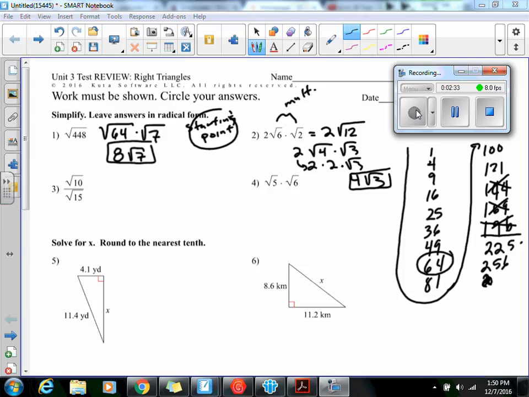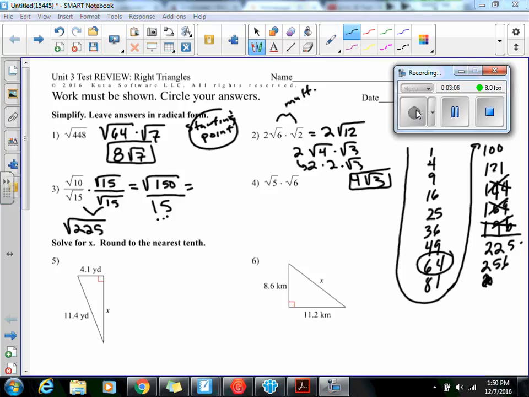The problem with number 3 is that we're not allowed to have a radical in the denominator, so I have to rationalize my denominator by multiplying the denominator by the same radical, and whatever I do on the bottom to maintain equality, I must do on the top. So I end up with the square root of 150 divided by 15. If you remember, this equals the square root of 225, which is a perfect square. The square root of 225 is 15. So now I can just write the 15 right here.